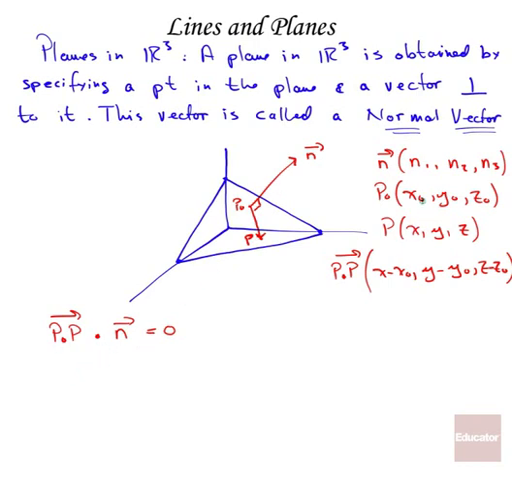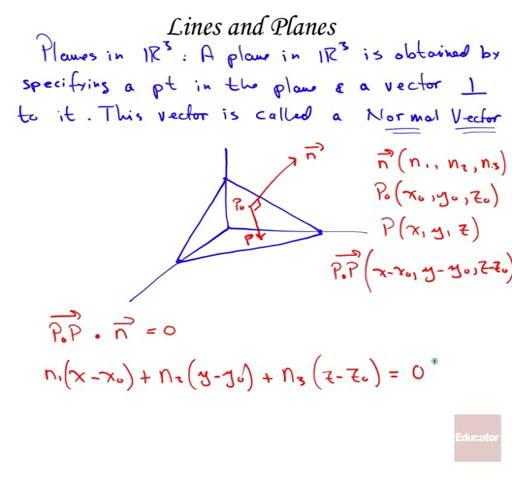Well, that's equal to this times that plus this times that plus this times that equal to 0. So I get n1 times (x minus x0) plus n2 times (y minus y0) plus n3 times (z minus z0) equals 0. This is my equation for a plane.